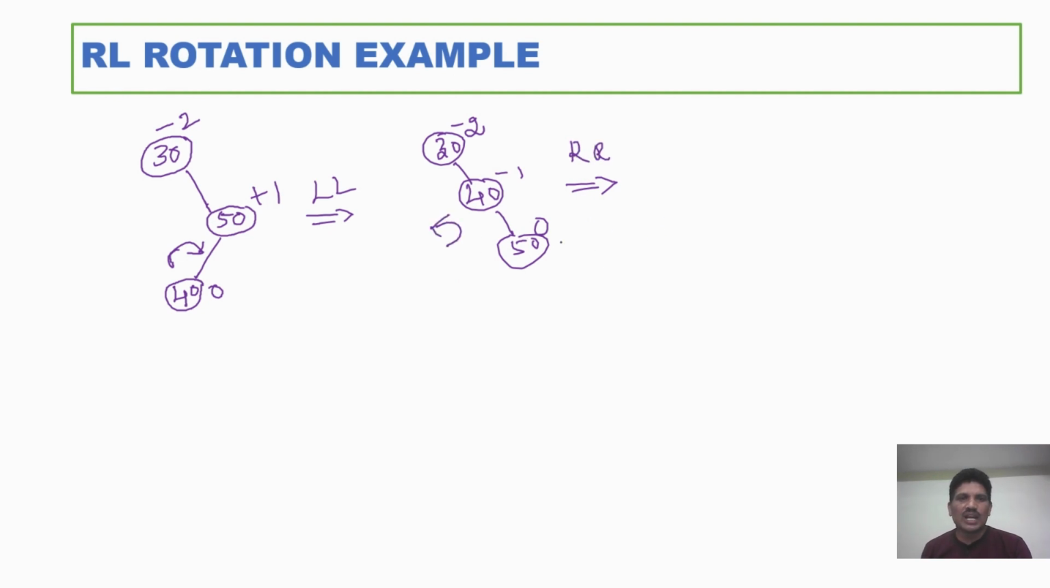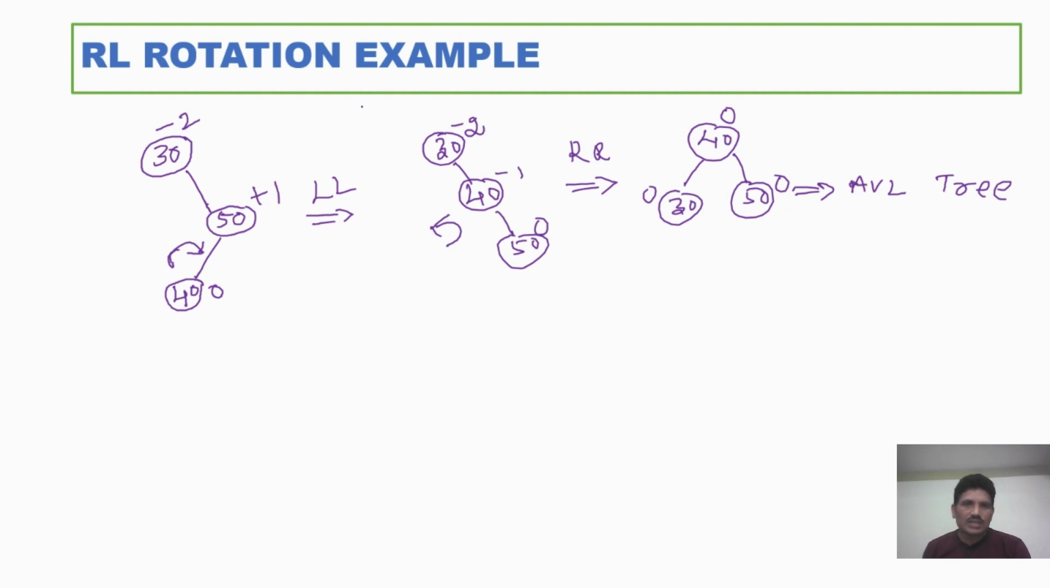Then we can rotate to the left. 40 becomes the root node, 30 becomes the left child of 40, and 50 becomes the right child of 40. Then you need to check the balance factor of each and every node: 0, 0, then 0. Now it is an AVL tree.